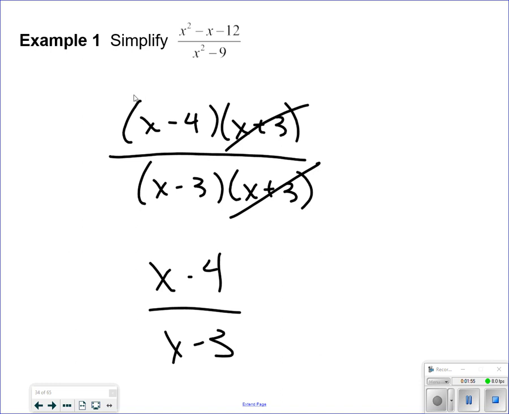Some people are going to look at those x's and say, why can't I cancel those? Because it is part of a binomial. You don't need the parentheses, but it is part of a binomial. So in order to cancel a binomial, you need the exact same binomial. There are some exceptions to that a little bit, and we'll talk about that in a little while.